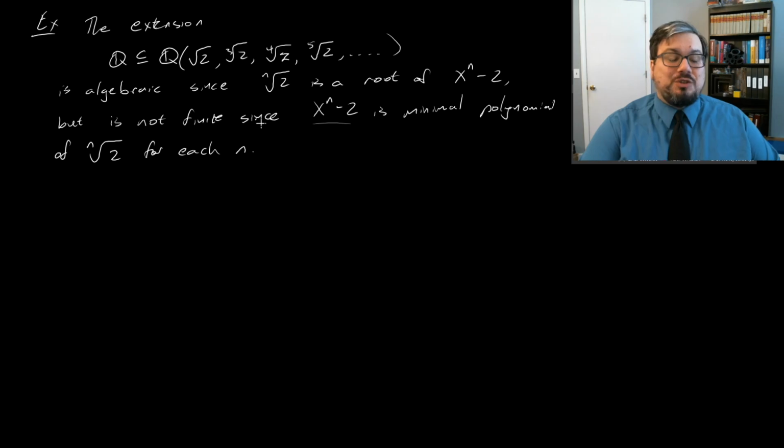If this extension were finite, then every element of it would have a minimal polynomial that had a degree less than or equal to the degree of the extension. And so because the minimal polynomials are unbounded in their degree, that means that we can't be looking at a finite extension here.